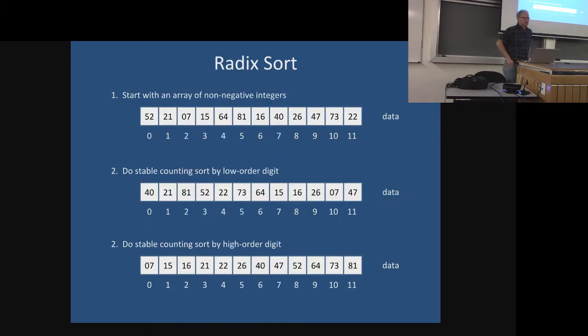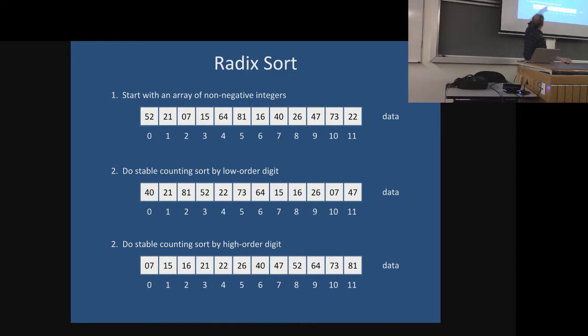So we're going to use counting sort as a piece of Radix Sort. Here's what we're going to do. We start with an array of non-negative integers again. What we do is we sort them using counting sort, but only by the low order digit. So we extract the low order digit and use that as the key.